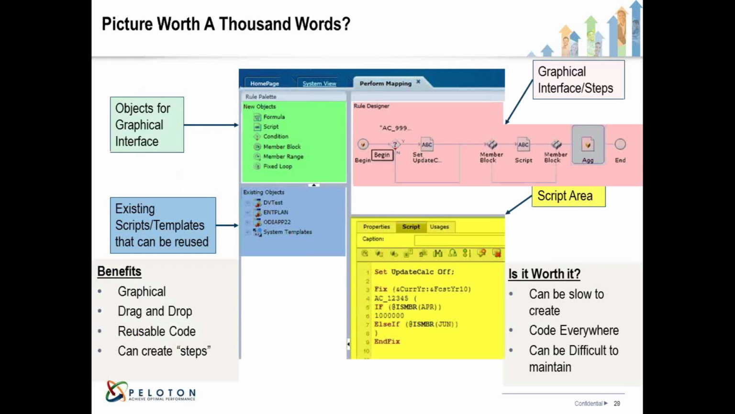Great, thank you. Okay, so if we go to the graphical interface of Calculation Manager, we can see that there are 4 main components to a graphical business rule. If we start in the upper right in this pink section over here, we can see that this is a graphical view of your rule. So this is all the steps and components that you're using. So in this case, we have some conditions, we have some scripts, we have a member block, another script, and then we have an ag rule at the end.